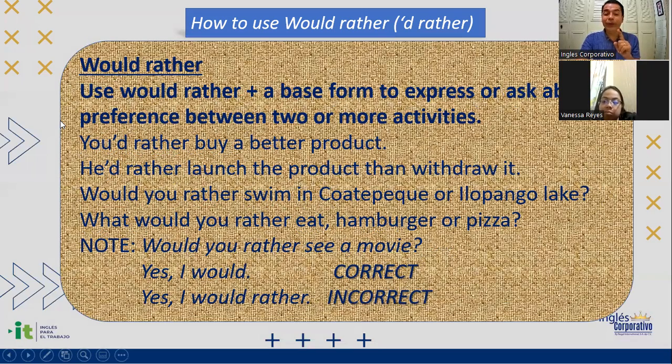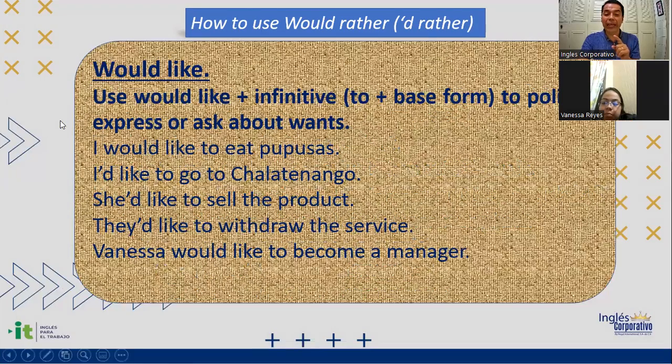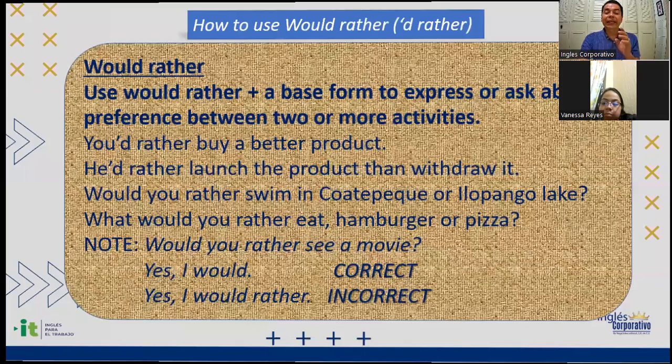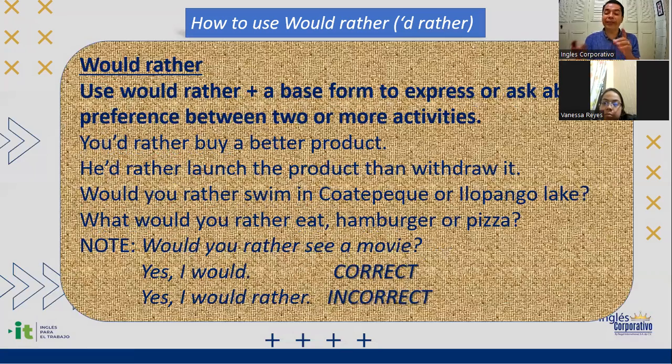But the only difference between would like and would rather is that when we use would rather, there is another option, right? Would like, only one option. Would rather, two options, or three, or four, or five, etc. So you have more options. That's it, right? That's the reason. Different to when you use would like. Would like, only one option. Would rather, two options or more, right?